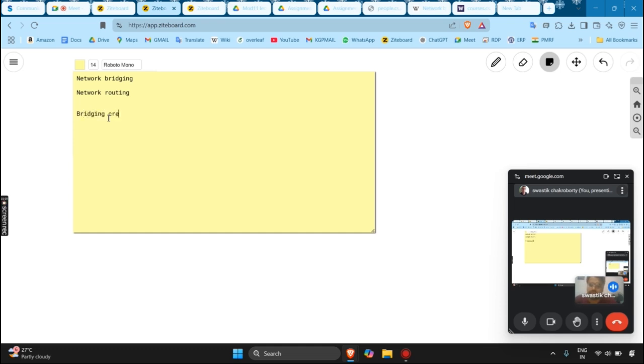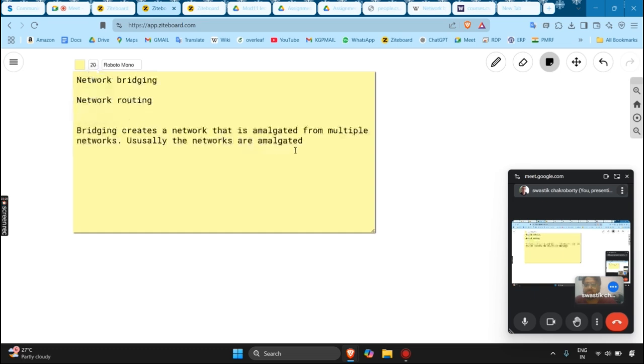bridging creates a network that is amalgamated from multiple networks. Usually the networks are amalgamated at layer 2, or the data link layer.